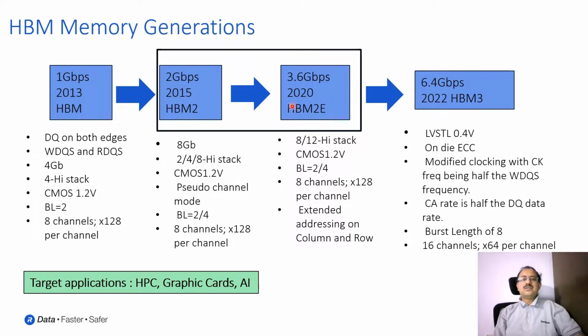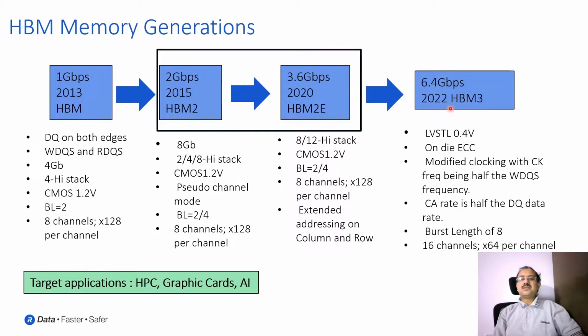The next HBM2E generation has now gone all the way up to 3.6 Gbps and now accommodates a 12 high stack, which allows more capacity for devices. The bus lengths have all remained the same. Some extended addressing was there on column and row.